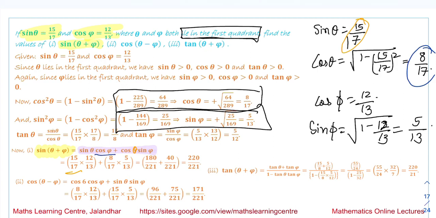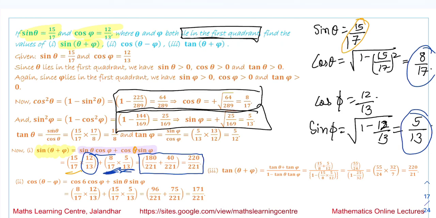Cos phi is 12 by 13, and the value of sine phi is 5 by 13. On solving these values, we will get the answer as 220 by 221.